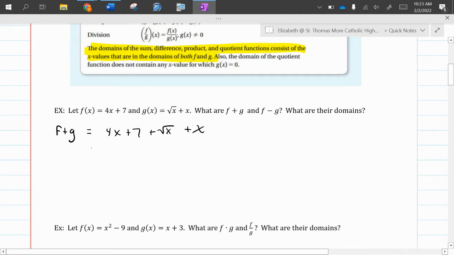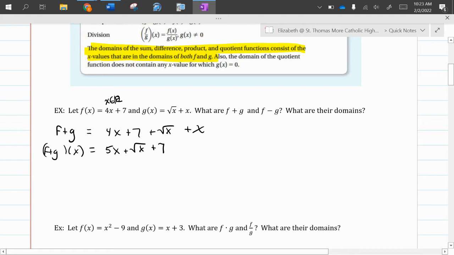So we're just going to add like terms together. We'll say f of x plus g of x is 5x plus the square root of x plus 7. Now let's talk about the domains. The domain of f is linear, so we'll say the domain of f is the set of all real numbers.